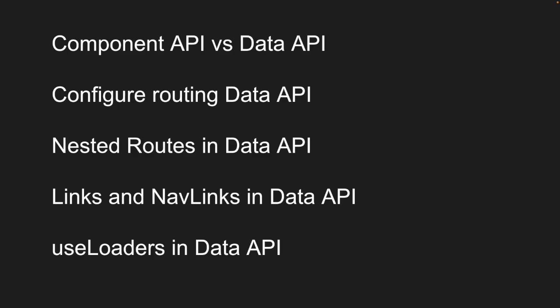Then we came up with Links and NavLinks and how they work in data APIs. We also came up with a new hook called useLoaderData. Whenever you want to get some set of data from your configurations or from your specific route, you can use useLoaderData. It works along with loaders. Whenever you want to get some data before landing on the component or on a specific route, you can use loaders and useLoaderData.